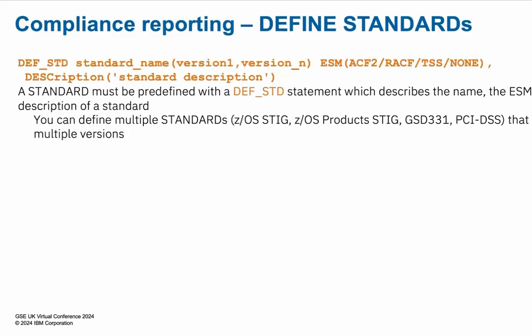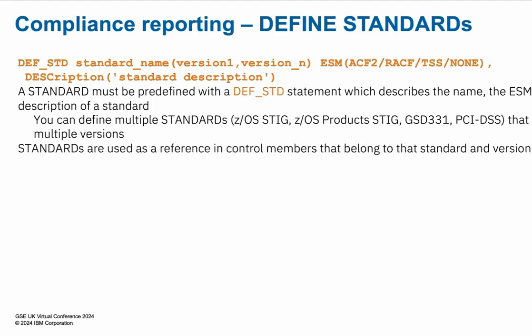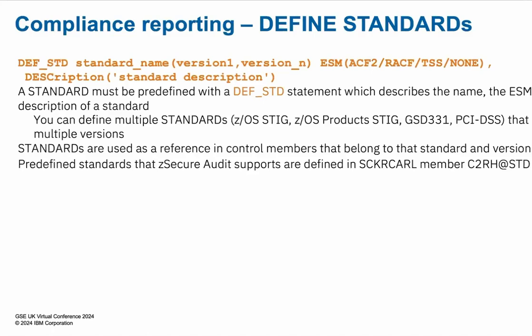You can define multiple standards. I already mentioned that you can have z/OS STIG, product STIG, PCI DSS, CIS benchmark, DB2, and so on. And you can have them for one or for multiple versions. We use the standard names in the control itself as a reference. So this is how we know to which standard this control belongs to.